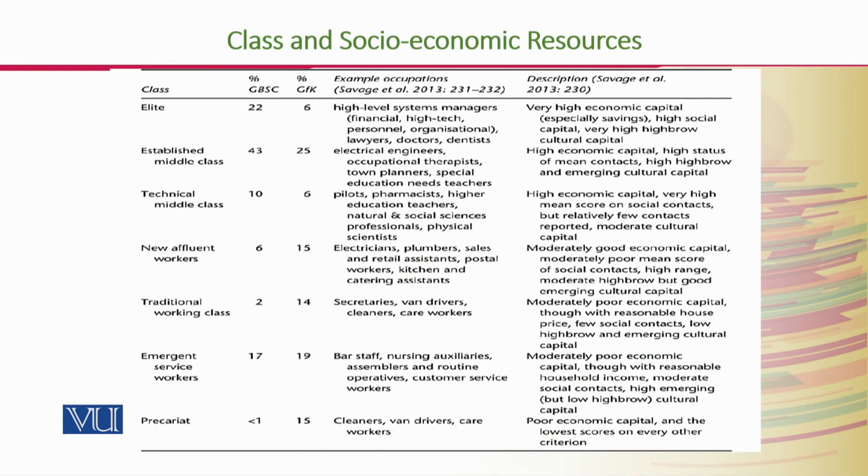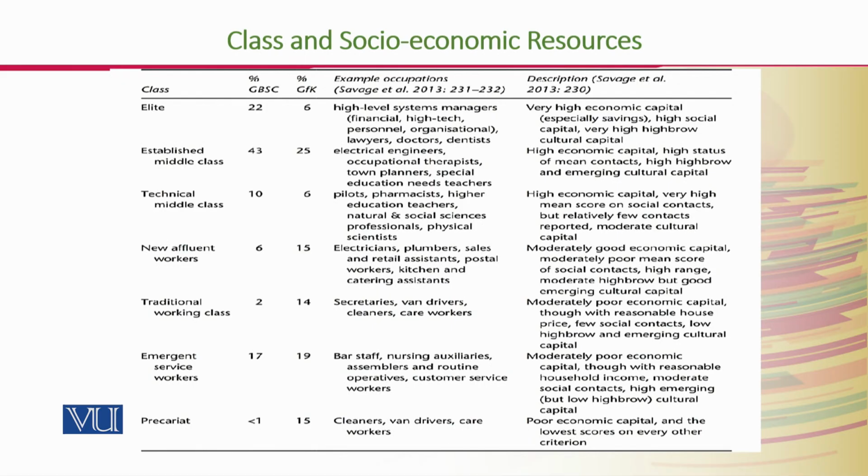And they have a very high economic capital, especially their savings, and high social capital. They are respected very highly in the society, through which they get more connections, and through those connections they get more money also. And they also have very high pro cultural capital. That means their norms and values are usually esteemed in the society. Then we have the established middle class, which usually consists of electrical engineers, occupational therapists, town planners, etc. And they also have some kind of high economic capital.